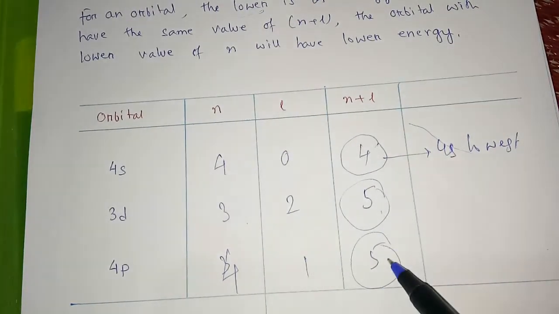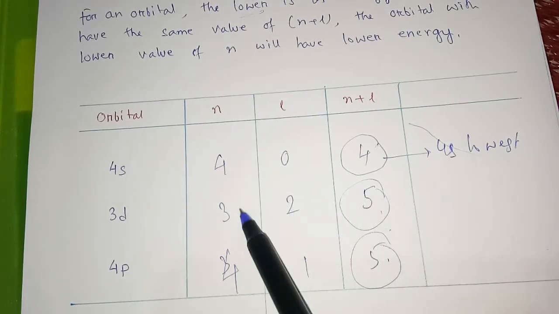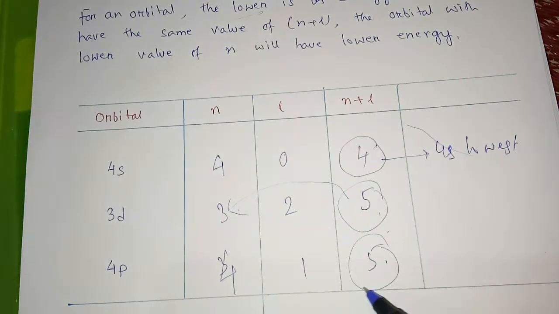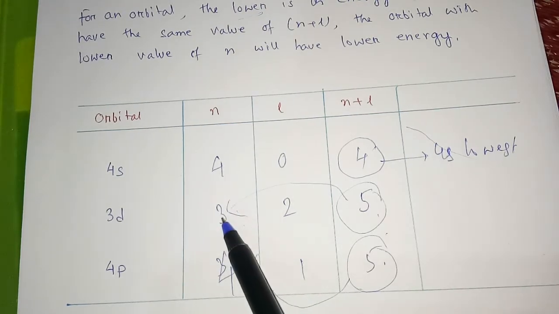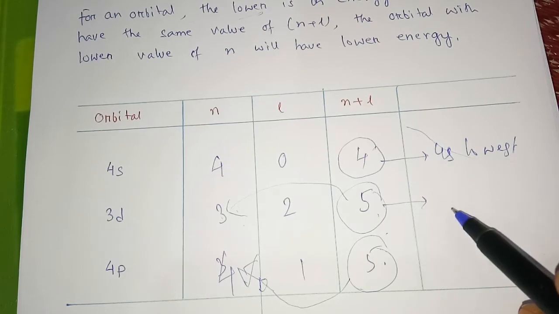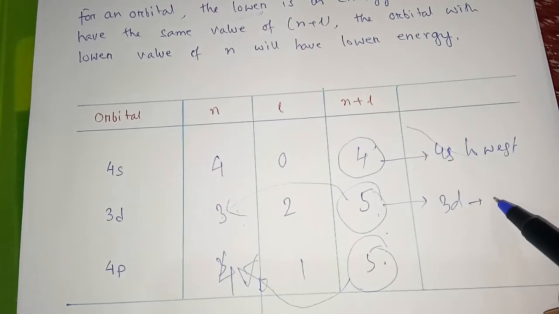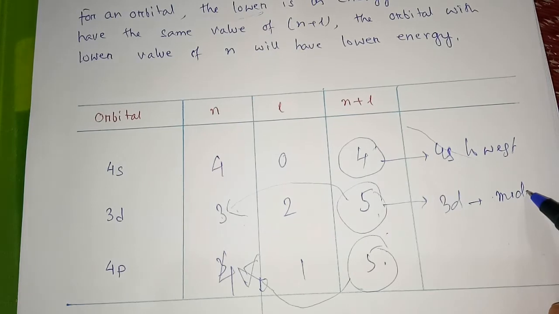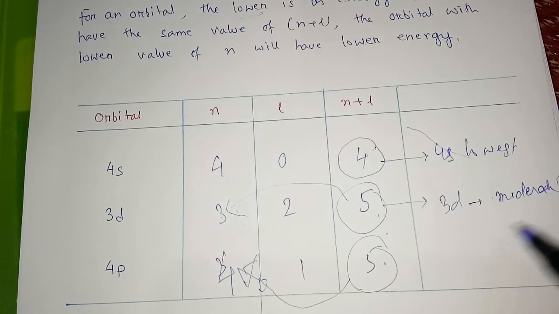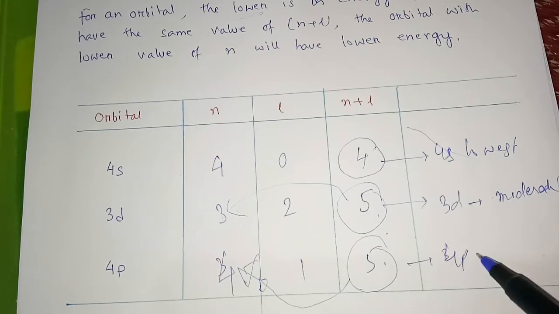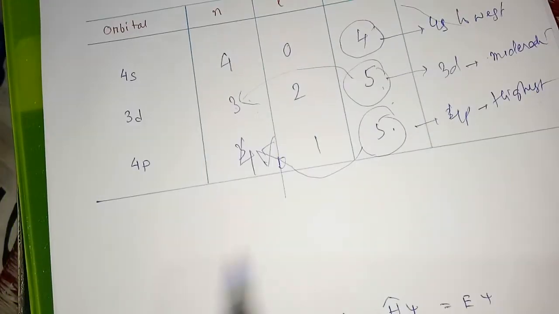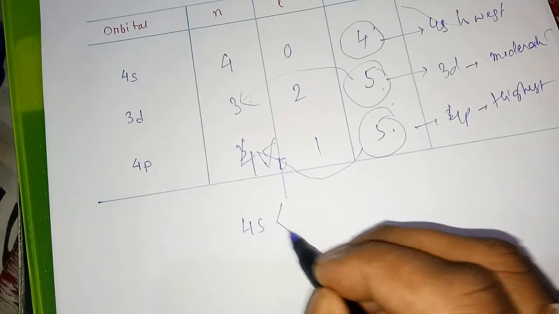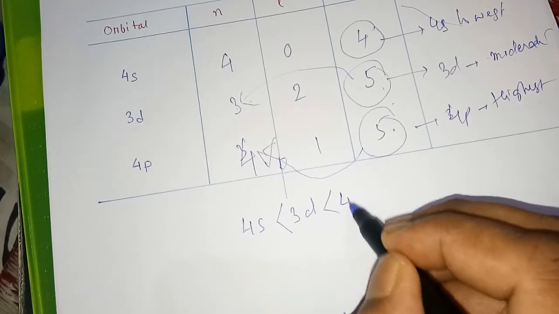Now both the values are 5 in this case. So if both the values are the same, then you go for the value of n. For this 5 the value of n is 3, for this 5 the value of n is 4. The rule tells that whichever has the lower value of n has the lower energy. So we can conclude that 3d is in between them. So 3d has moderate energy between them, and this one, 4p, is the highest energy. So what is the conclusion that you can draw? 4s has less energy than 3d, which has less energy than 4p.